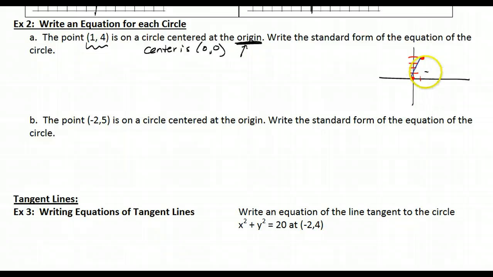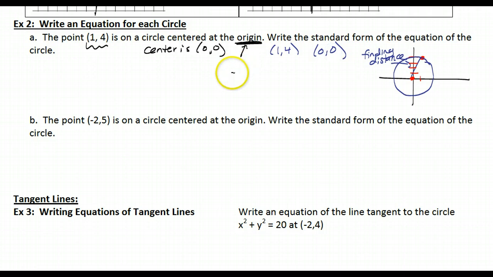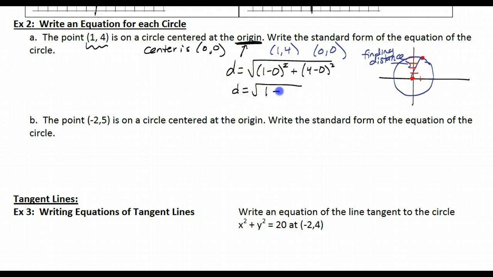So I need to find the radius, and I'm going to do that by finding the distance between these 2 points. I know that that is on the edge of the circle, and from the center to the edge would be the radius. So I'm going to find the distance between those 2 points. Here's where the distance formula comes in. So I'm going to use the points 1, 4 that was given and 0, 0. And here I go. So x subtract x squared plus y subtract y squared. And I end up with 1 squared, which is 1, 4 squared, which is 16. So square root of 17.